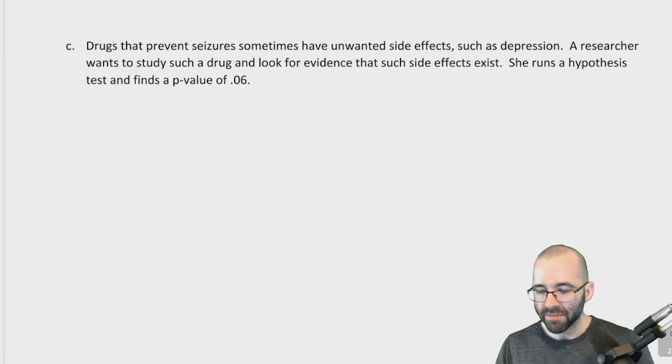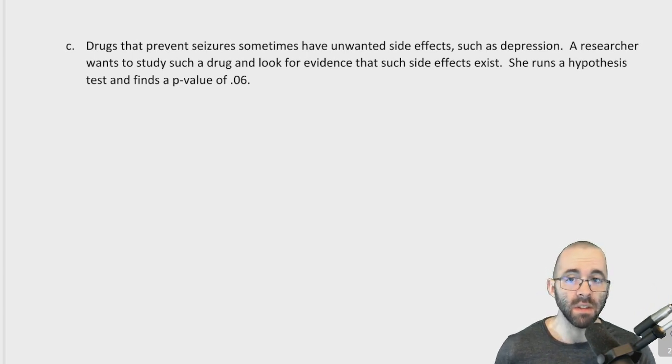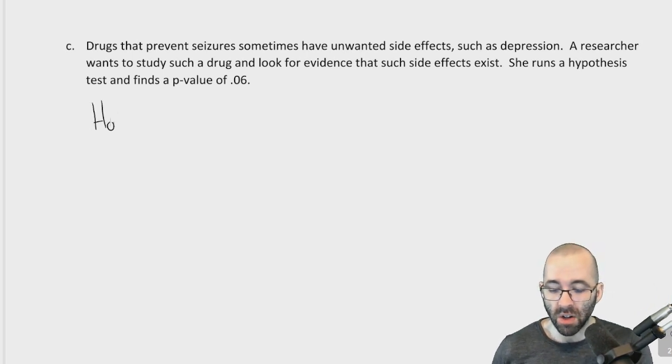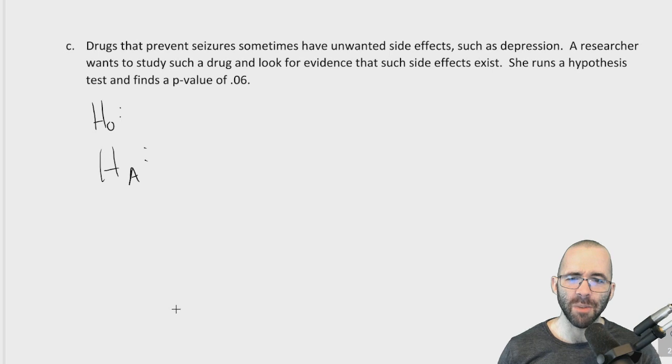Let's do one more. Drugs that prevent seizures sometimes have unwanted side effects. A researcher wants to study a drug. Okay, we haven't done this one, so we really do need the null hypothesis and the alternative hypothesis. A researcher wants to study such a drug and look for evidence that such side effects exist. Runs a test and finds a p-value. We might be missing information on this one, actually.